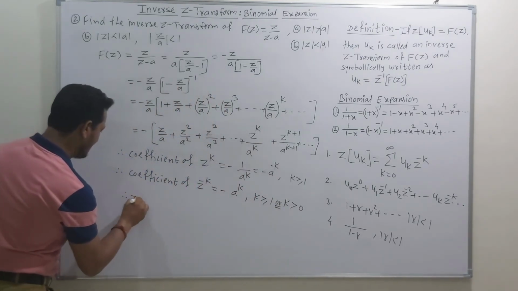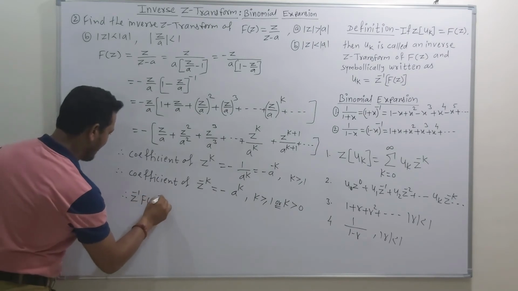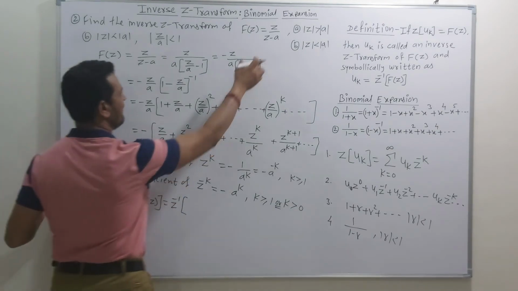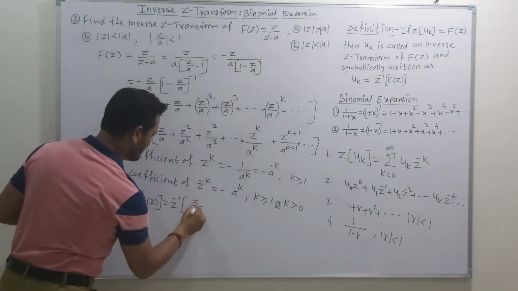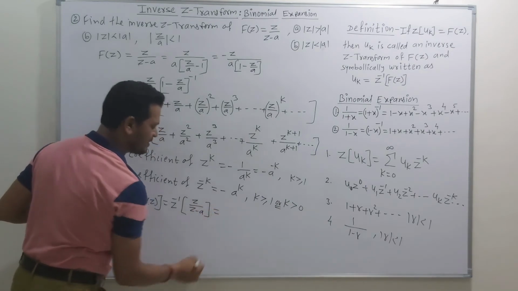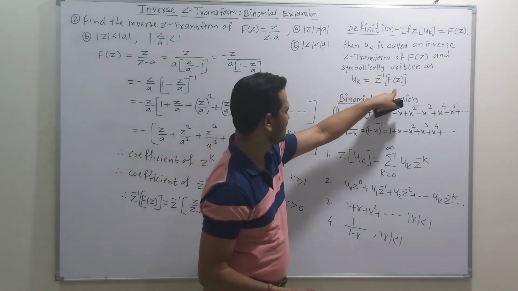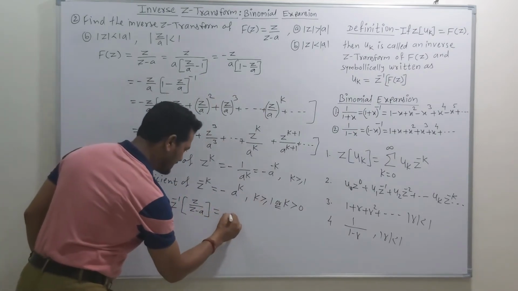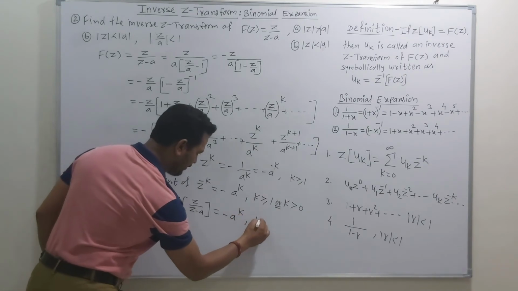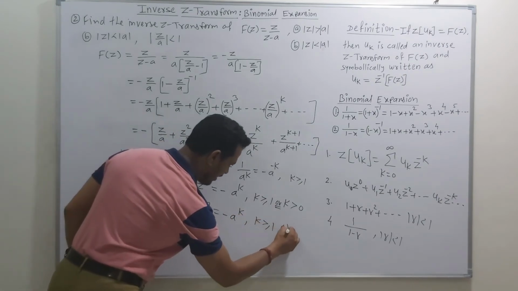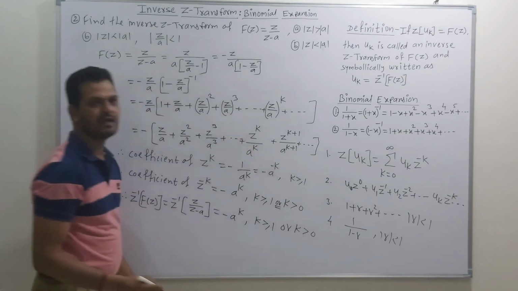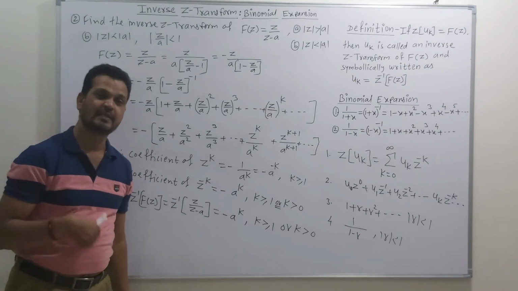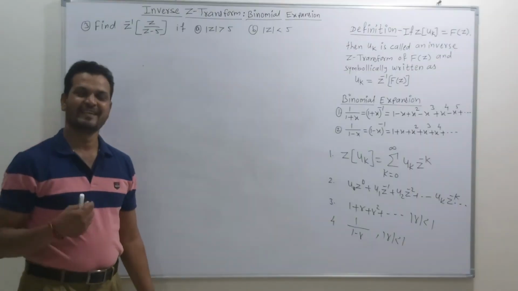So therefore we can write inverse z transformation of f of z, which is same as inverse z transformation of z upon z minus a, and its value is, according to this formula, that inverse z transformation of f of z is sequence uk. So that's why we can write the sequence uk, and which is minus a raised to k, where k is greater than or equal to 1, or we may write this as k is strictly greater than 0. So friends, in this way we solve the second example. Now let's take the third example.